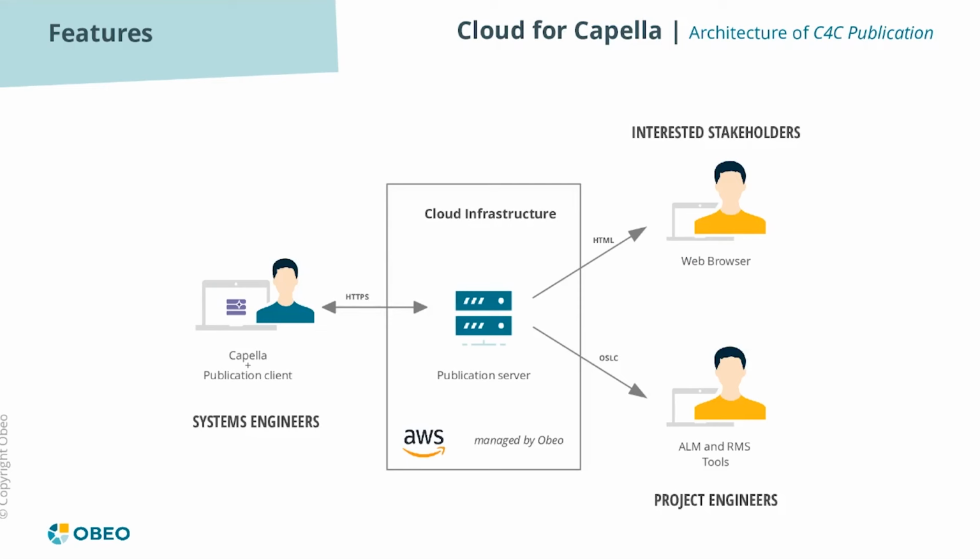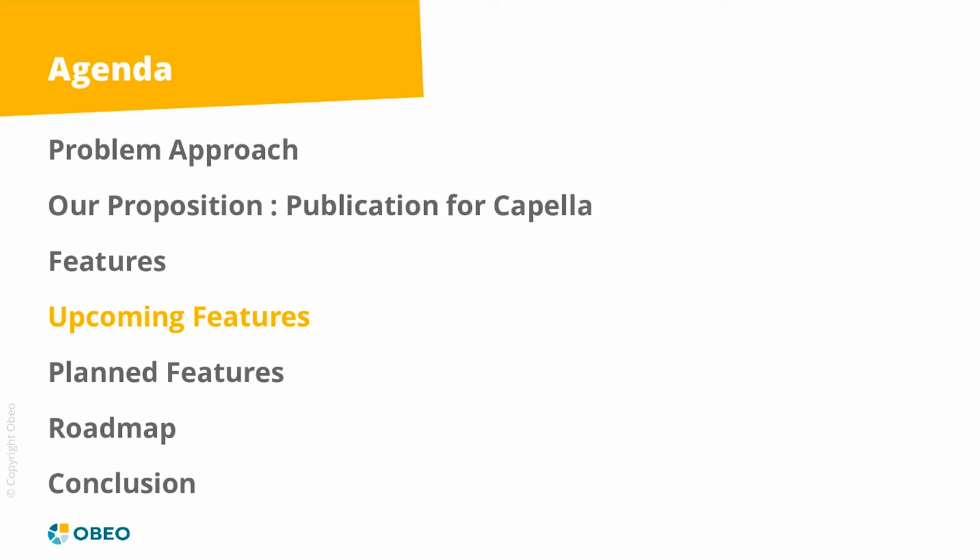For the cloud offer, it's mostly the same, except that the server is deployed in a cloud infrastructure hosted on AWS and managed by Obeo instead of in your own IT infrastructure. That's it for the deployment. I just wanted to cover that very briefly. So we've seen the existing features. Now I will talk very quickly about the upcoming features, planned features, and then the roadmap, and that's where I will need your help to determine where we should go next.